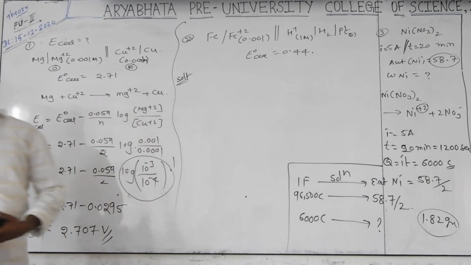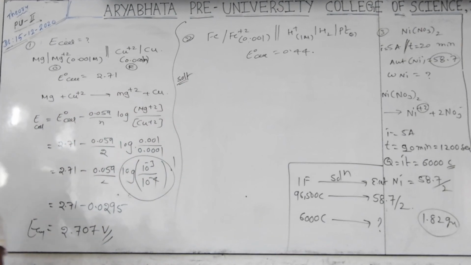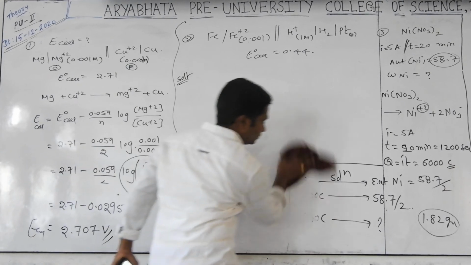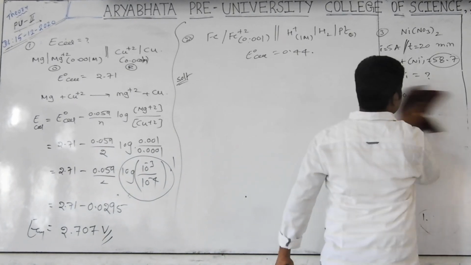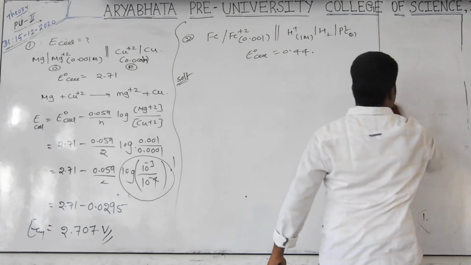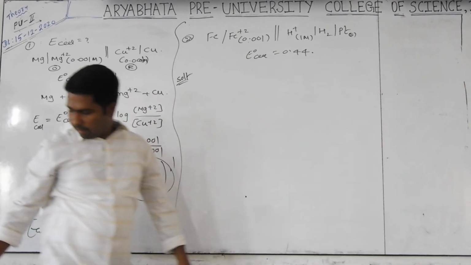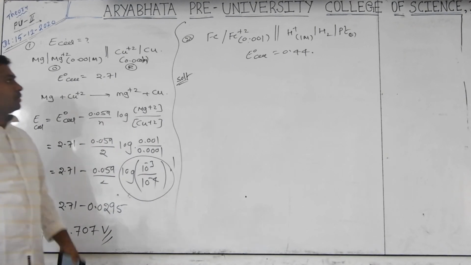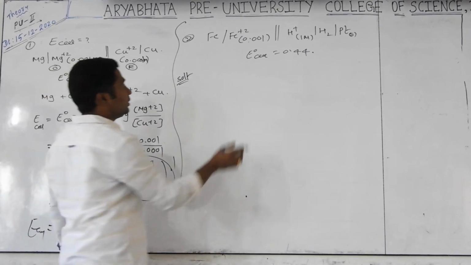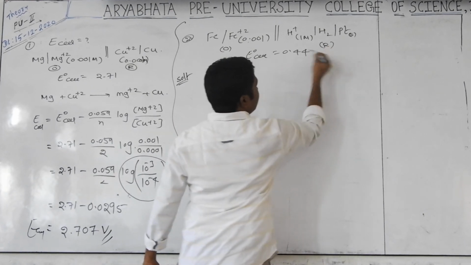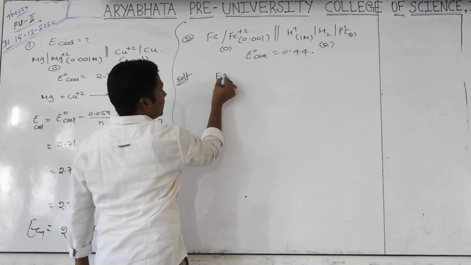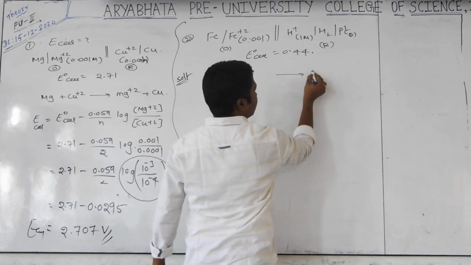Look carefully. First, write down the balanced equation to avoid confusion. Oxidation on the left side, reduction on the right side, because anode reaction, cathode reaction. The reactant Fe is becoming Fe plus 2.